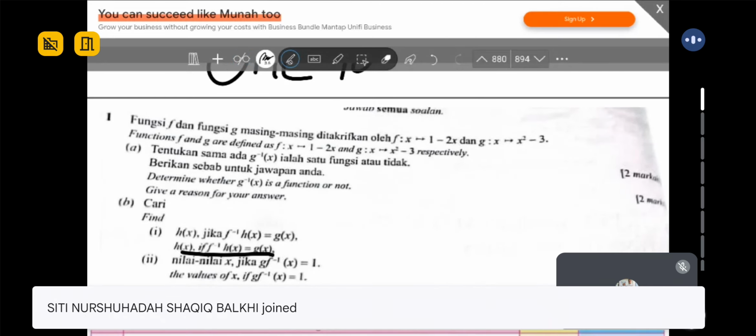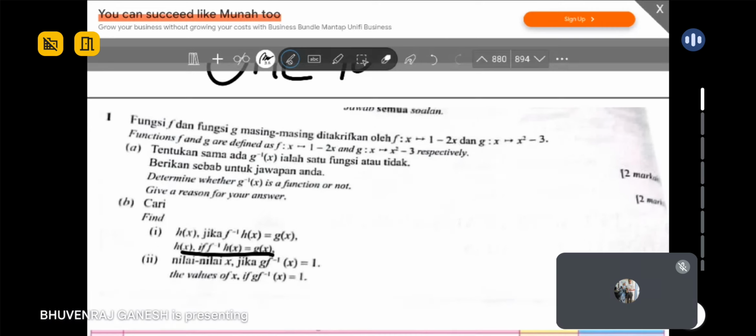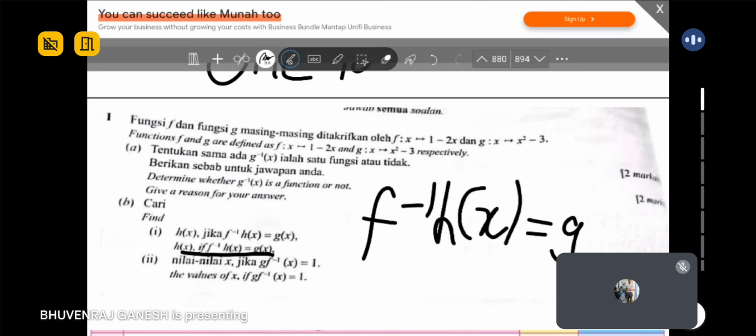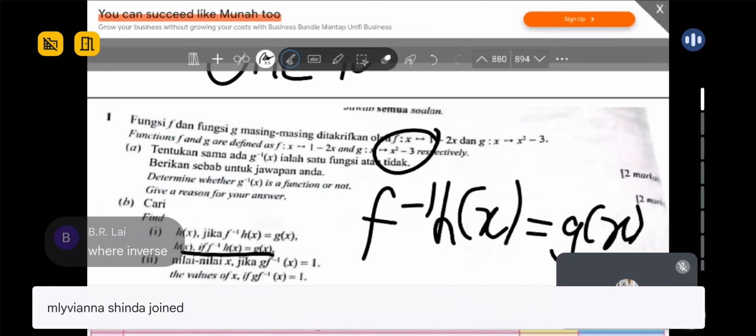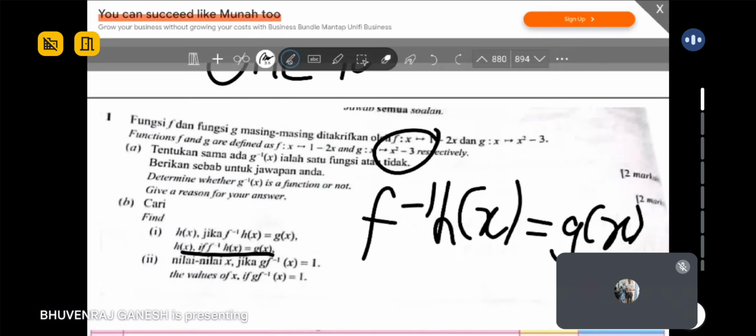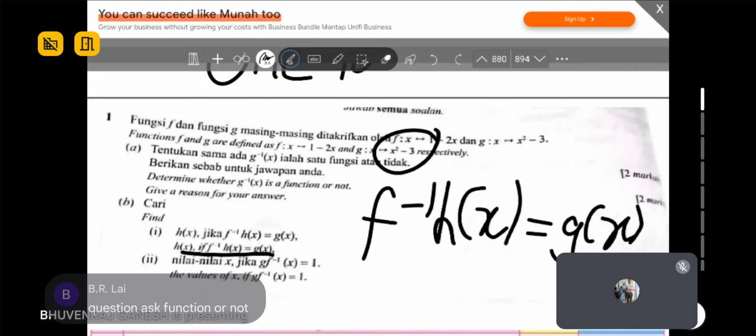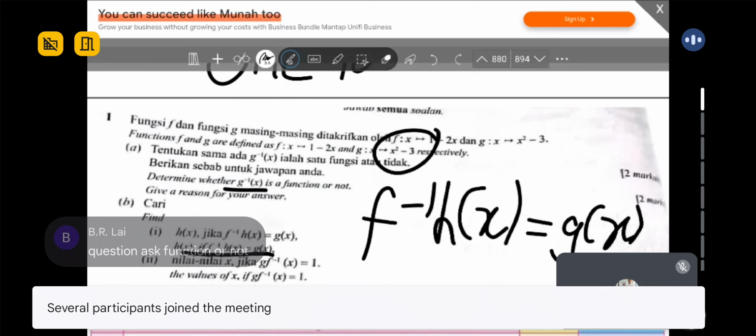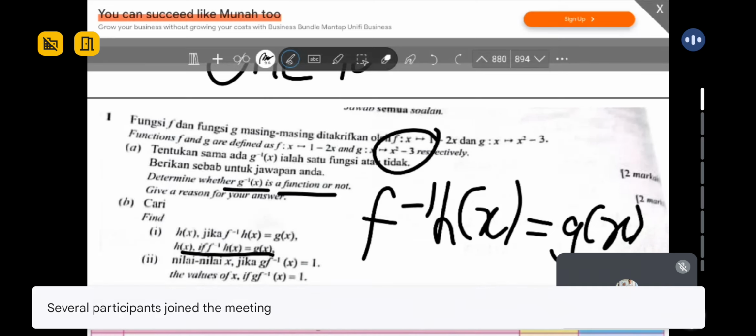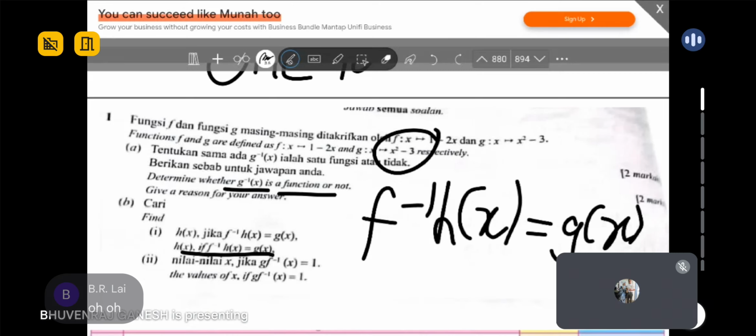They ask you to find hx. Cari nilai hx, if f inverse hx is equal to gx. So you have this equation now, guys. Kamu ada persamaan ni. Gx, you already have the information. Fx, you also have the information. Now, what is the step you must do for this question? G inverse x function. G inverse x is what, Bowen? Inverse function, right? So they're asking whether inverse function exists or not, because this is an inverse function.